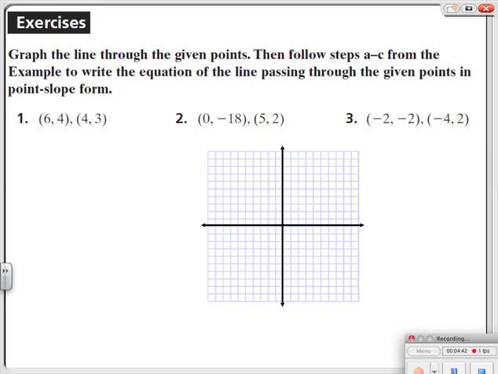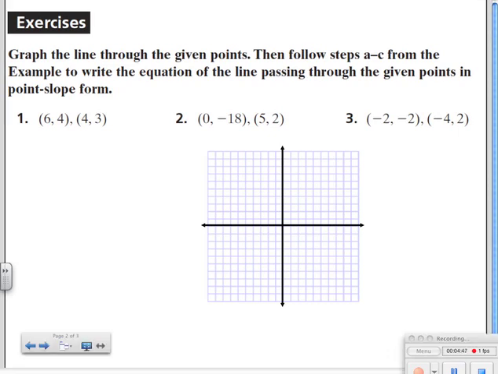You can pause this video at any point and put this on your own paper. So you should be writing this down. You do get points for this.